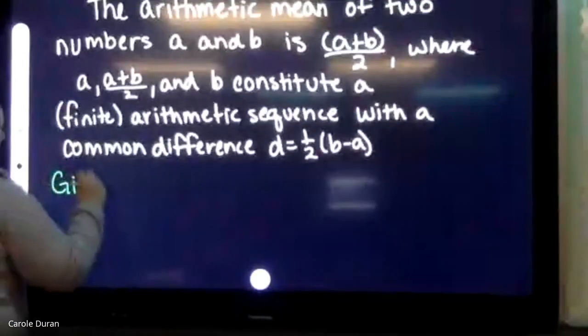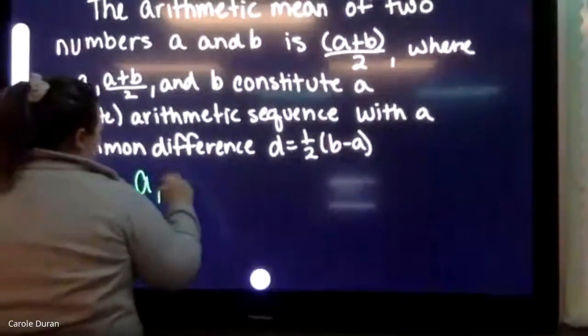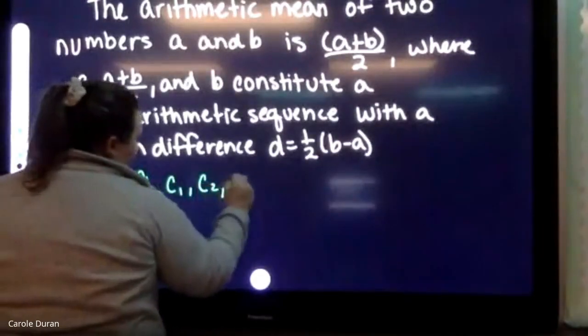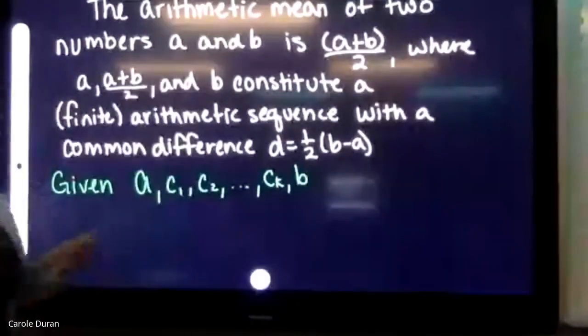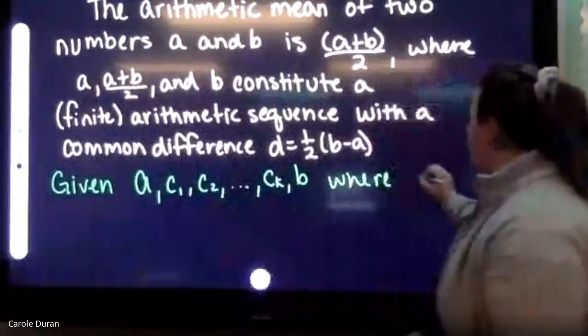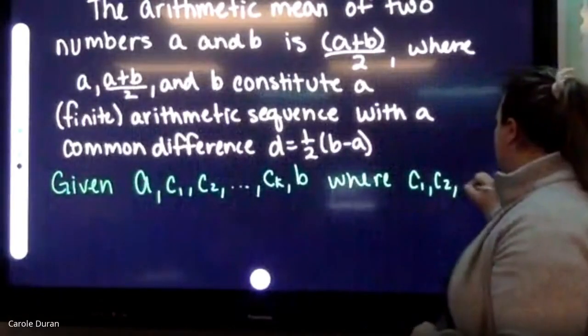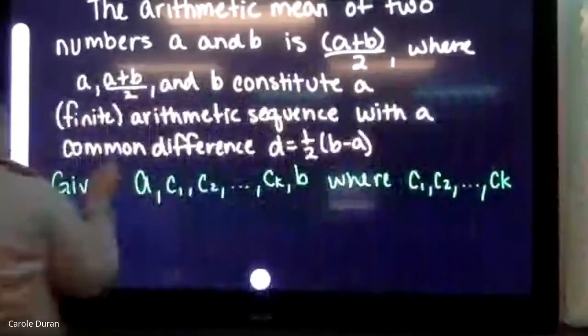Now we're going to go ahead and look at a sequence, A, C1, C2, all the way to CK, and then B, where the C values, C1, C2, all the way to CK, represent arithmetic means between A and B.